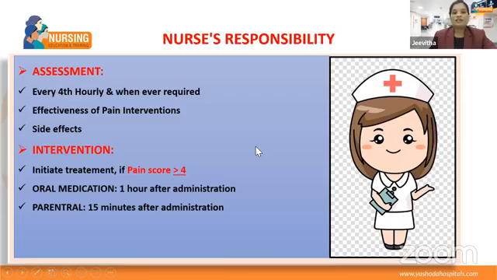Mainly, whenever you do the pain assessment, first and foremost, you all know you have to assess every 4th hourly, and whenever required. For example, if the patient complains about any pain, or if the patient is coming from any invasive procedures, you have to assess the pain. If the score is 4 and above, please try to take the interventions. Once you have taken the interventions, especially the oral medication, reassess after 1 hour. If you administer any parenteral medications, make sure the reassessment is done 15 minutes after administration of the medication.